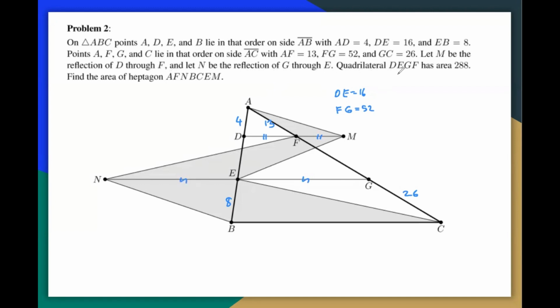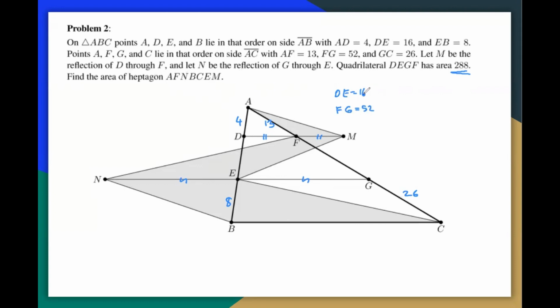And then quadrilateral DEGF, so this middle guy, is given as 288. And we're going to find AF and BCEM, so we have N right here, and then B, C, basically the shaded region. Since we are told about reflections, maybe we should use that for sure. The first thing I'll try: we have a lot of numbers given, so maybe we can start using those first. This was 4, this was 13, and now we know DE was 16, and FG, which corresponds, is 52.